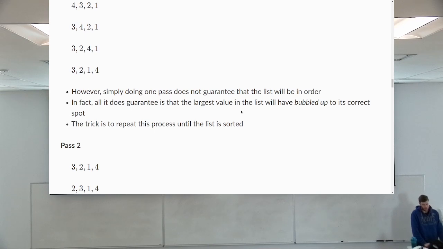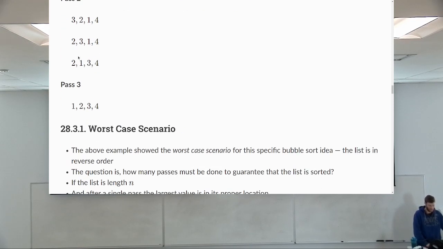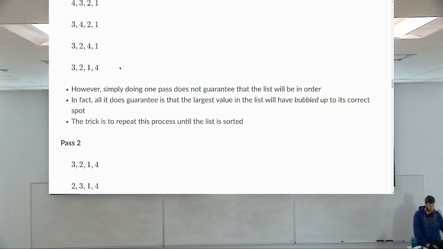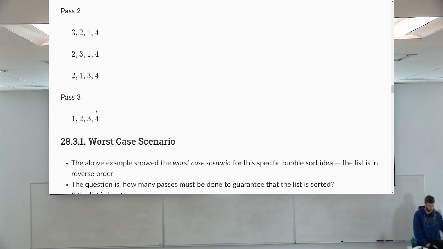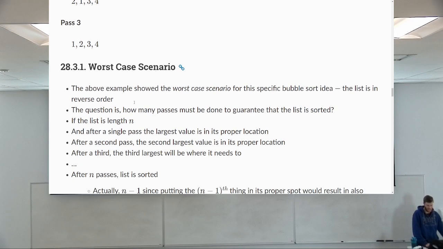Yeah, but the largest value in the list will have bubbled up to its correct spot. The trick is to repeat this process until the list is sorted. So we know 4 is in the right spot, so compare 3, 2, compare 3, 1, done. The next pass, compare 2, 1, well, we do and then they flip. 3, 2, 1, 4. Should probably have the out of order one here. Anyways. I would only need 3 passes for this to be correct, n minus 1 passes. So worst case scenario is the example above.